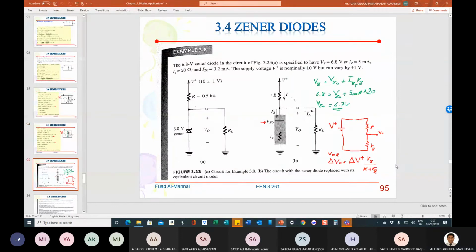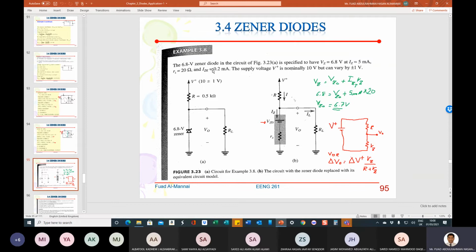Okay, this one here is in your... What is this one? Yeah, this is in your another reference book. I think this is from your reference book, I believe. Yeah. No, this is from your Sedra Smith book. This is from your Sedra Smith book.